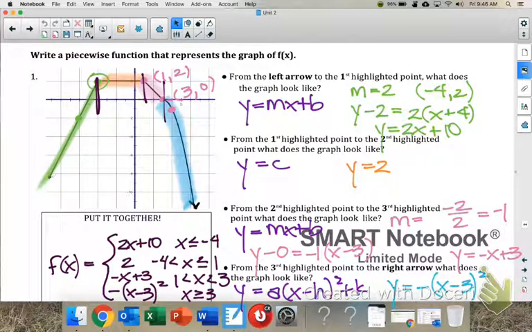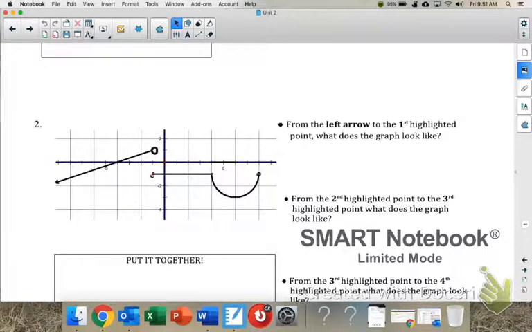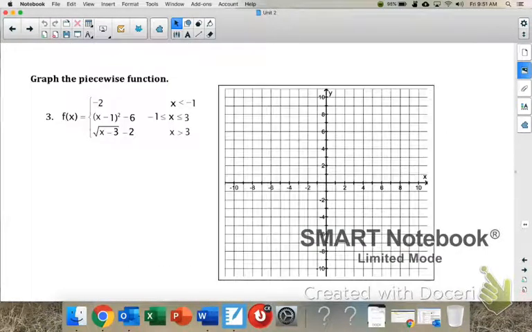So that is how we write equations from graphs. Let's quickly take a look at graphing these. We're going to skip to the next page. Graphing these piecewise functions works almost exactly the same way, only you just have to know the parent functions and how to graph them from here. So from here, this first one is y equals -2. If I was to graph the entire thing, that would be a horizontal line at -2.